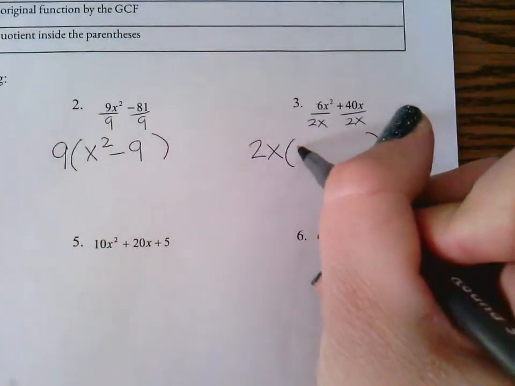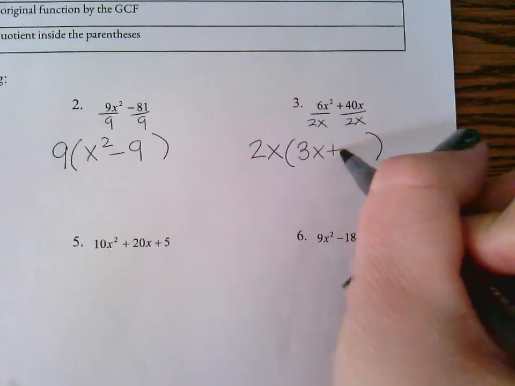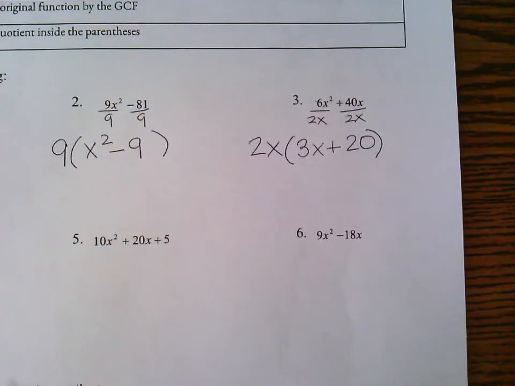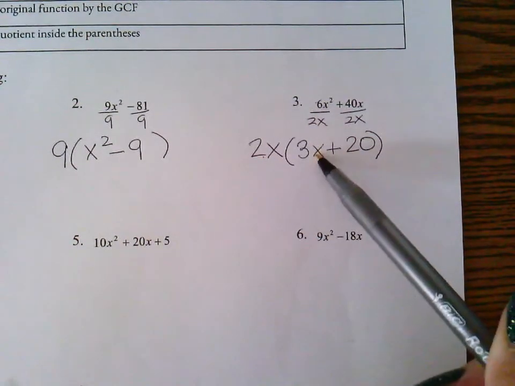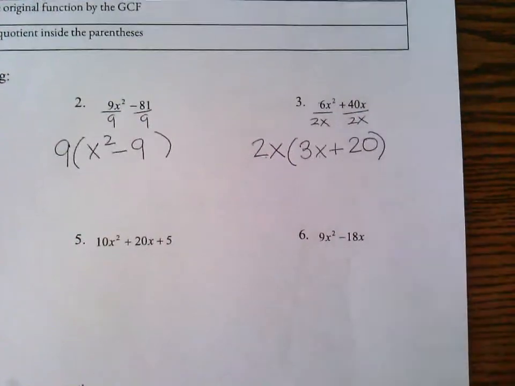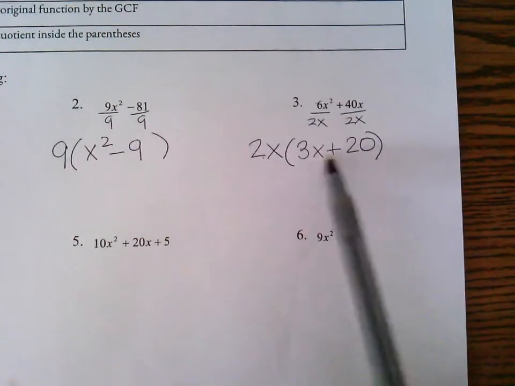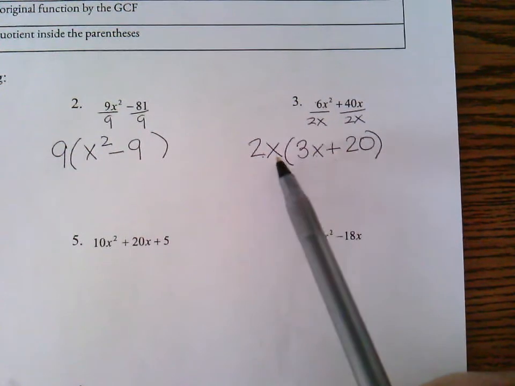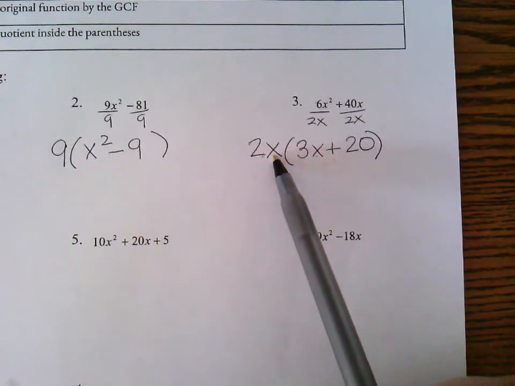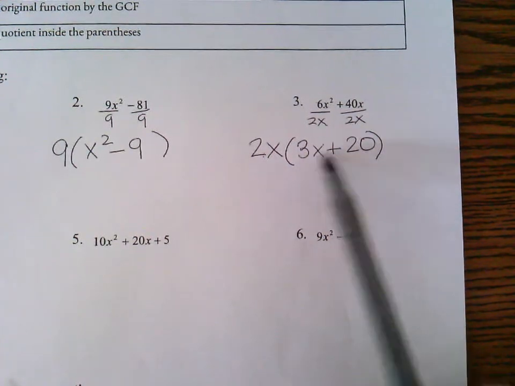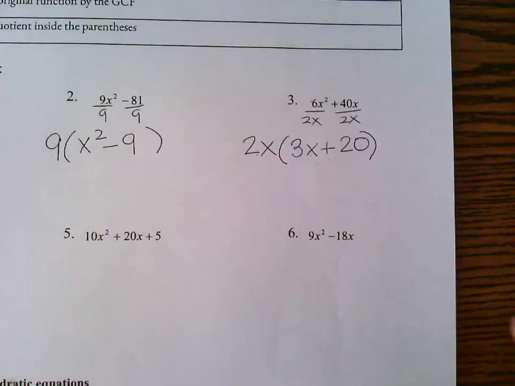So you'd have left 3x plus 20, right? And 2x times 3x is 6x squared. 2x times 20 is 40x. And you should be able to scan inside the parenthesis if there was another factor that you could pull out. You haven't pulled out the greatest common factor, right? So if this had said still like 6x plus 20, you could have still pulled out another factor of 2. So be on the lookout that you factored it completely.